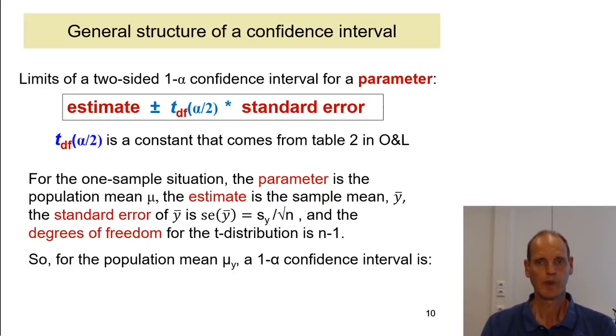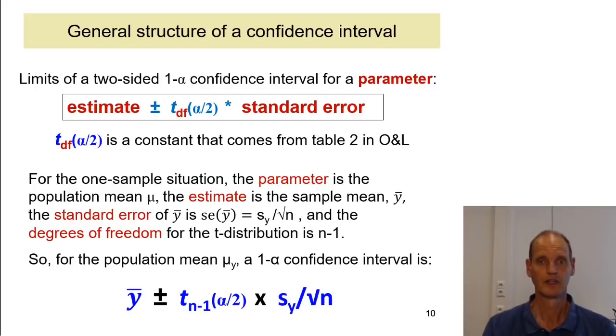So for the population mean mu y, a 1 minus alpha confidence interval for the one sample situation: the estimate is y bar, then we have plus minus. The t and the alpha divided by 2 stay the same, but the df is now replaced by n minus 1. And the standard error is given by the standard deviation of y divided by square root n. So this is the general structure of a confidence interval applied to the one sample situation.